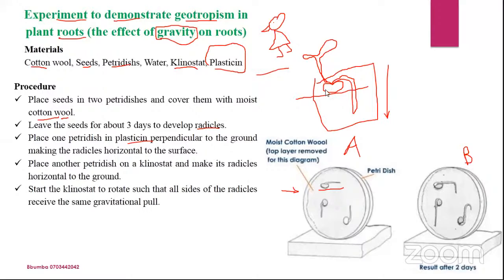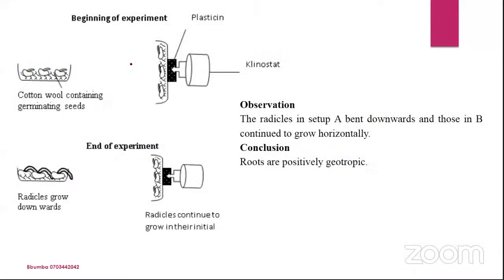Okay. So you place some seeds horizontally like this, so that they are perpendicular to the ground like that. Then place another petri dish on a clinostat and make its radicals horizontal to the ground. Now this is just to show, but what we are having here actually is, we are going to place some horizontal like this, and then some are on a clinostat. Now this clinostat is going to be rotating, like that.